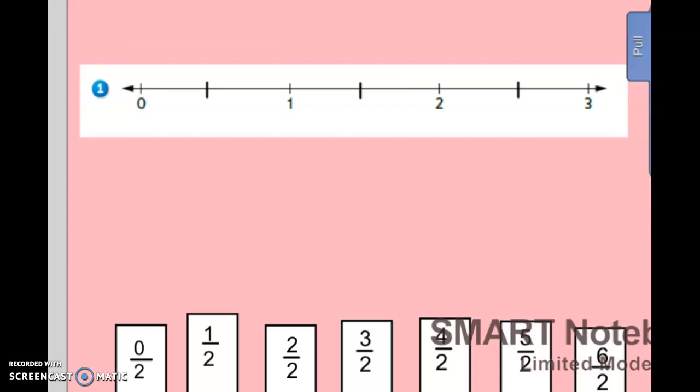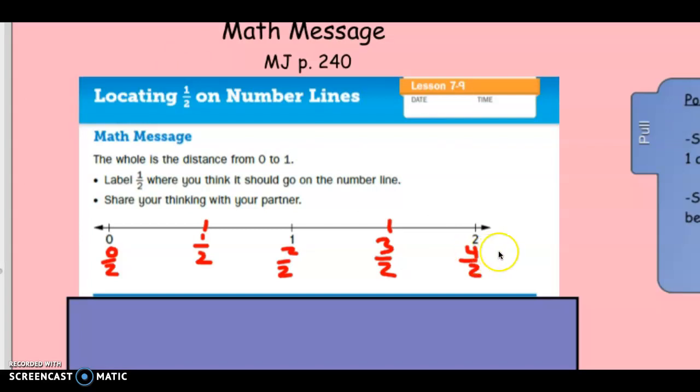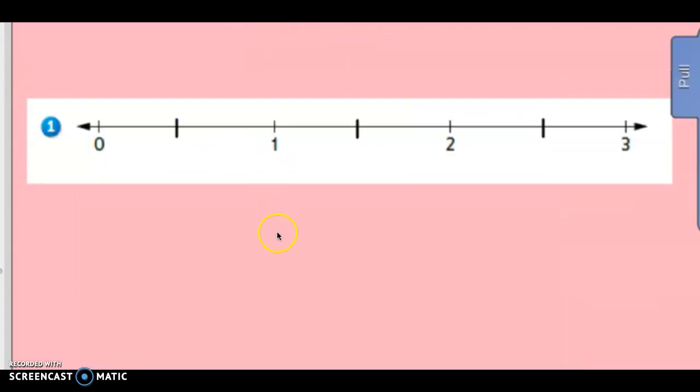Now we're going to look at the number line for number 1 on the bottom of your page. What do you notice about this number line from the number line before? Here's the new number line. Here's the one before. How many holes does this number line have? 1, 2. How many holes does our new number line have? 1, 2, 3.